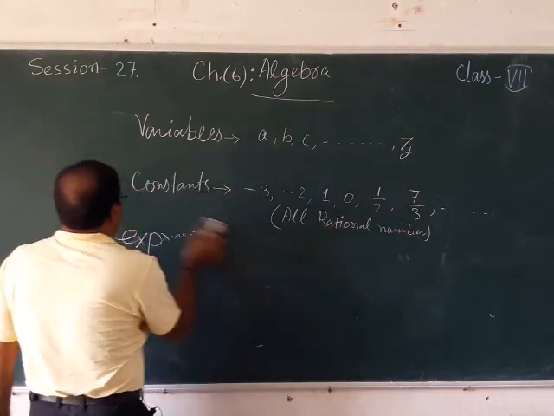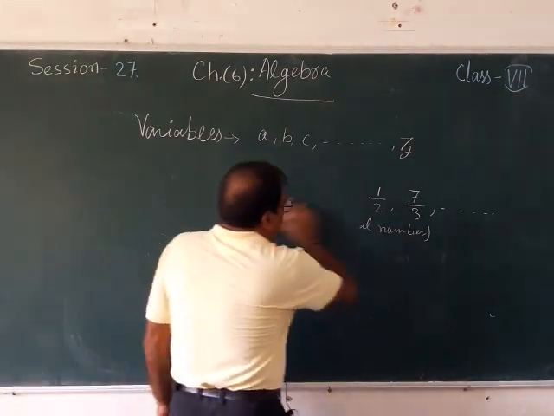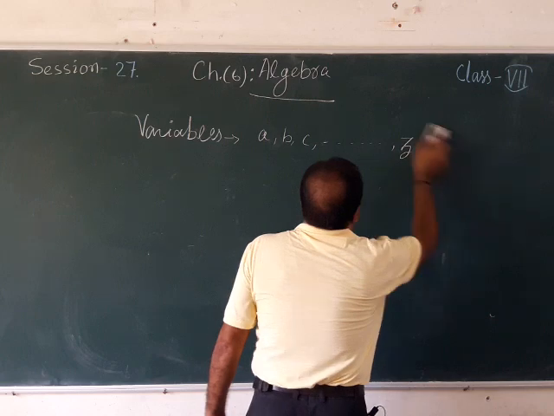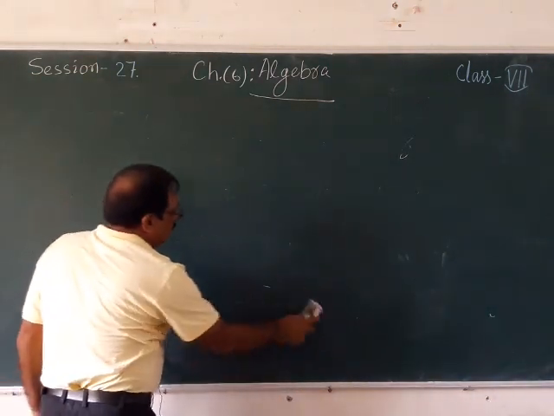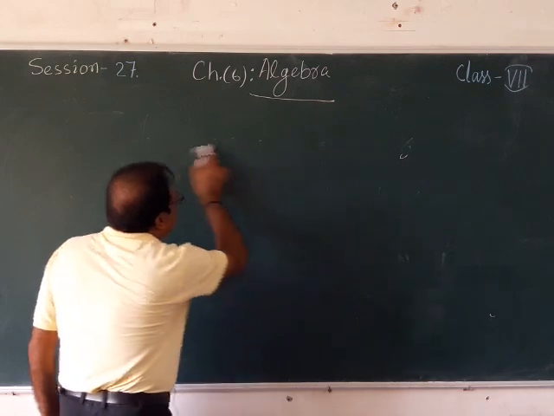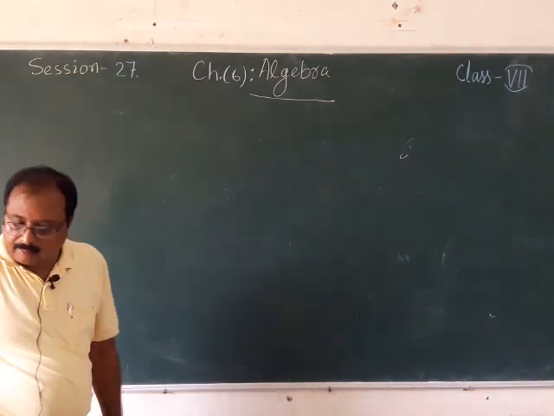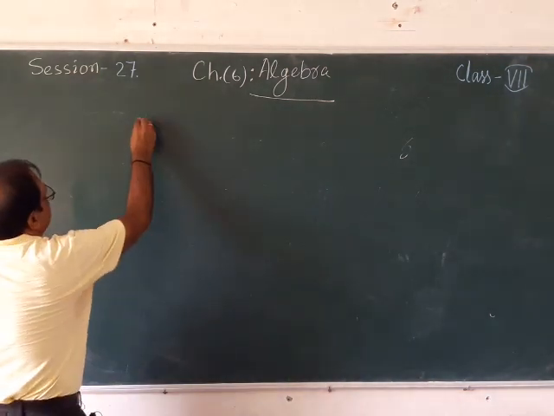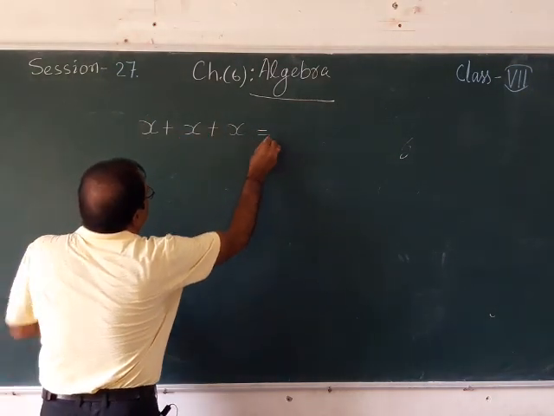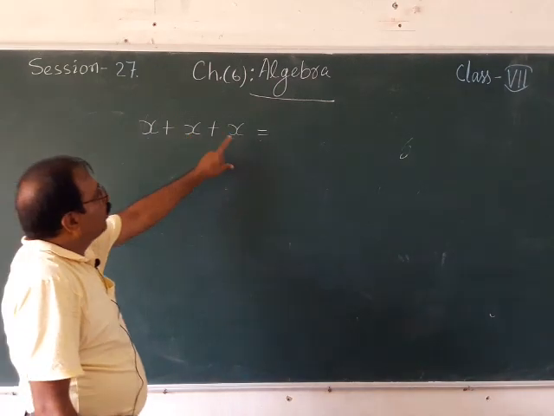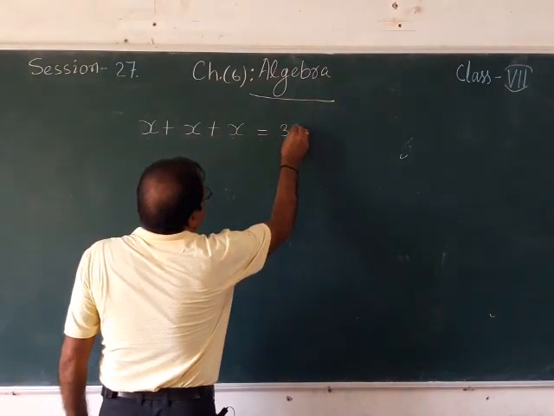When I talk about terms, you have seen that only plus and minus signs can separate the terms. Multiplication and division signs cannot change the term. One more thing: suppose I am going to add x and x and x. How many x are there? 1, 2 and 3. So I can write 3x.